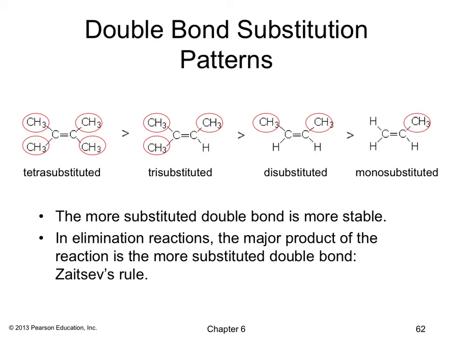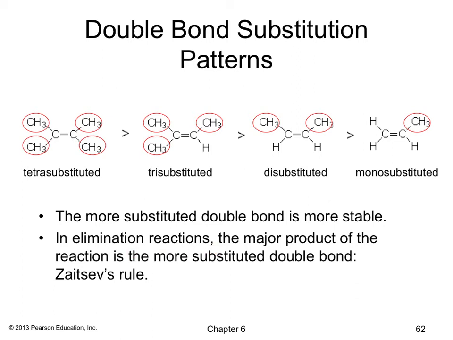When you have all four things attached to the carbons across the double bond, this is called tetrasubstituted. If only three of them are attached and the remainder is a hydrogen, this is trisubstituted. This is di and this is mono, and the stability of the double bond follows as such, where the tetra is more stable than tri, more stable than di, more stable than mono.